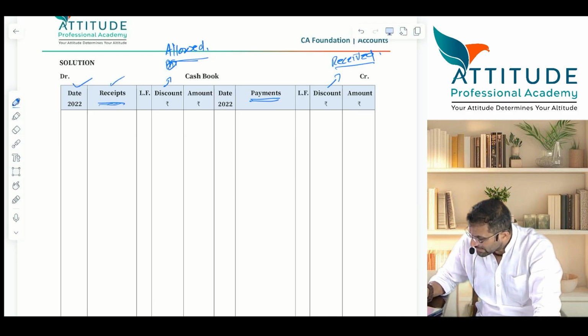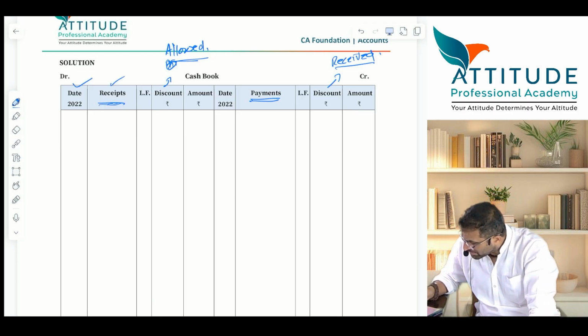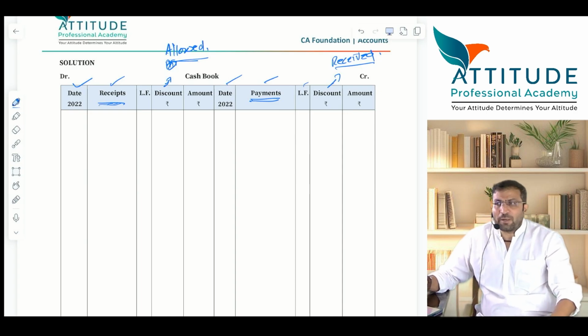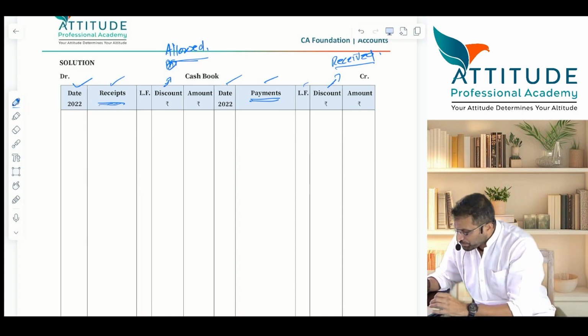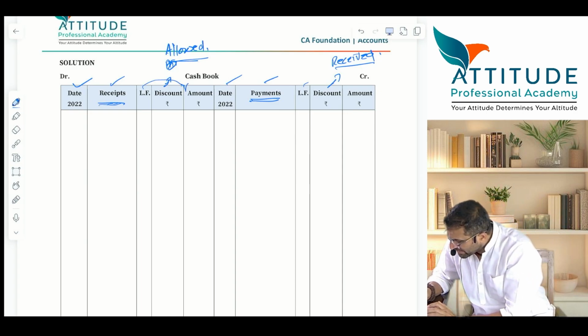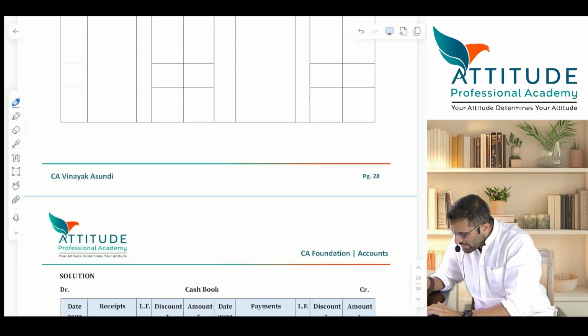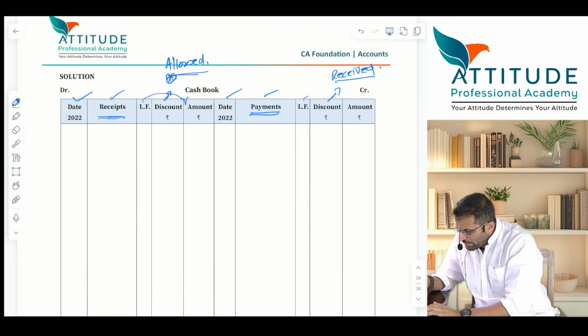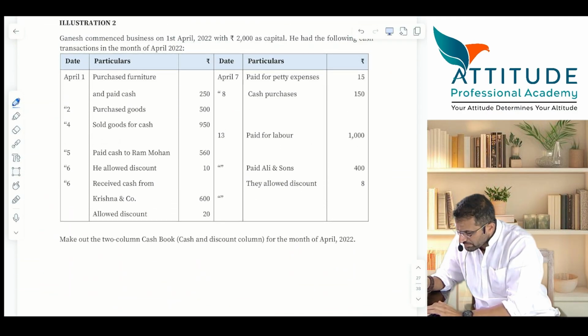How many columns? Date, receipts. Discount should come here. Ledger folio. Okay. Ledger folio will come here. Discount, and ledger folio. Is that clear? Understood? Then date, payment, ledger folio, discount column and amount. Is that clear? Ledger folio should come here. That's okay. Next. Shall we proceed? Yes? Okay. Now one by one you tell me.